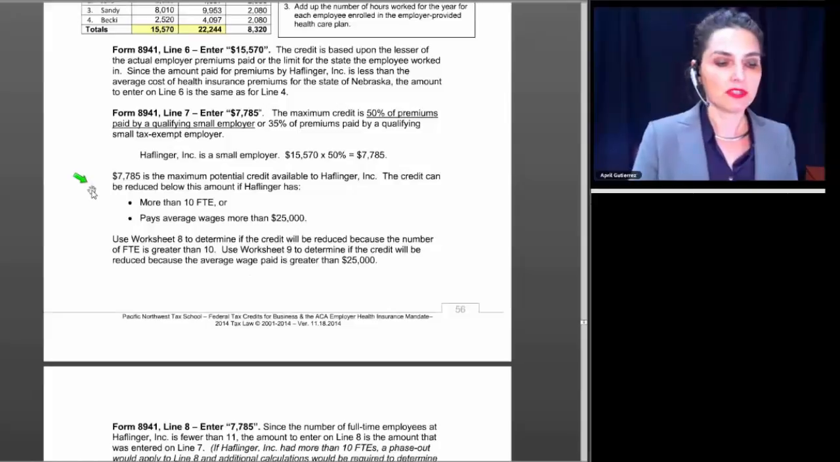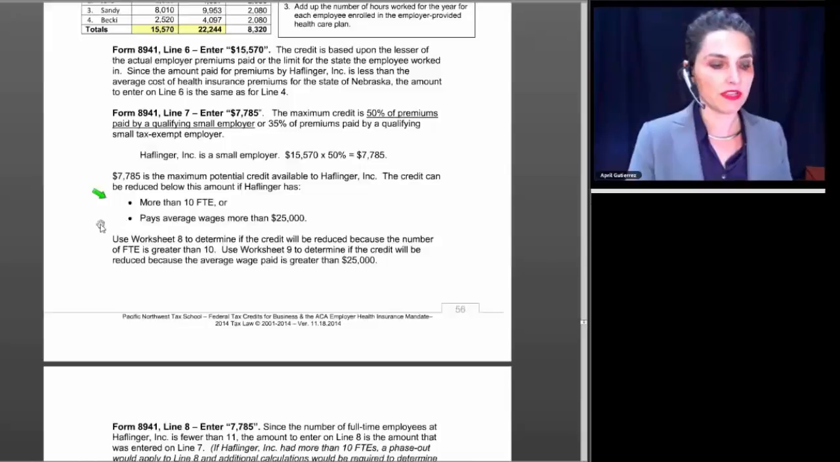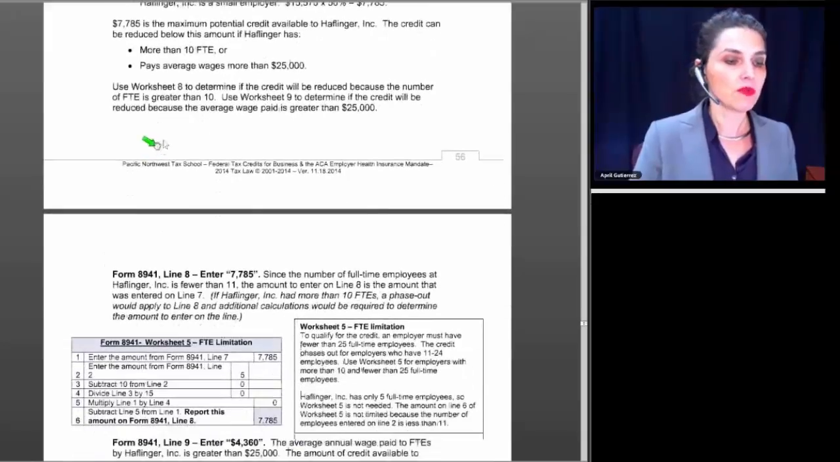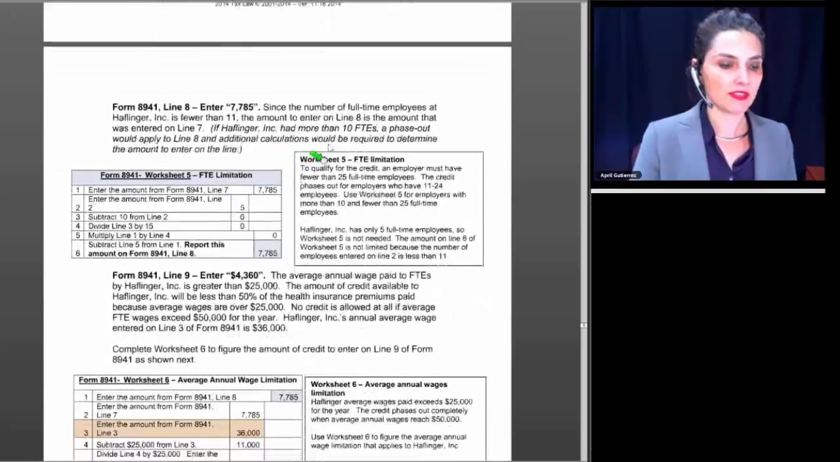The credit can be reduced below this amount if Haflinger has more than 10 full-time equivalent employees or pays average wages of more than $25,000. Well, we already know that the answer is no to this bullet point. They have only 5 equivalent full-time employees, but they did pay average wages of $36,000, so there's going to be a phase-out affecting them because of the wages paid. We're now going to move on to worksheet number 8 to determine if the credit will be reduced because the number of full-time employees is greater than 10, and worksheet 9 to determine if the credit will be reduced because the wages exceed $25,000.